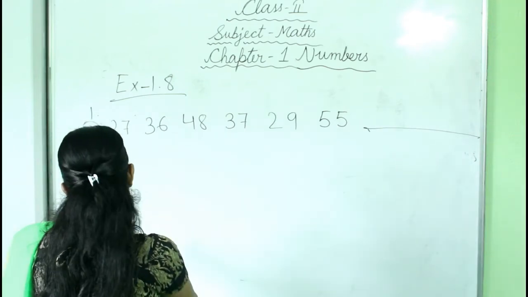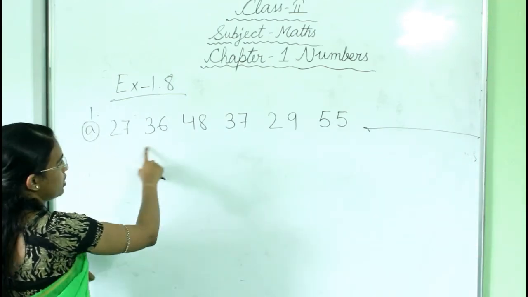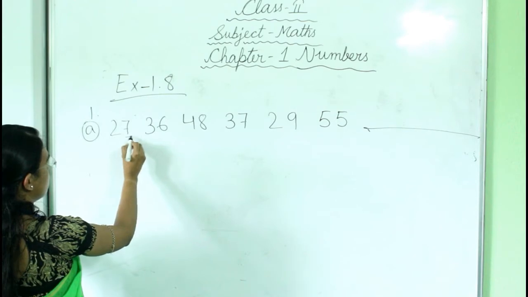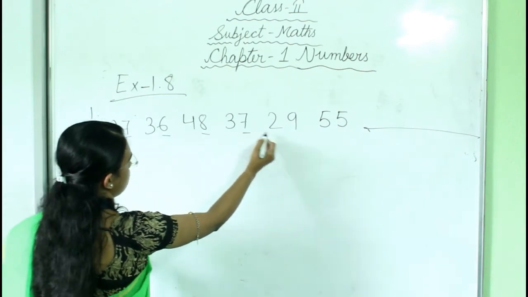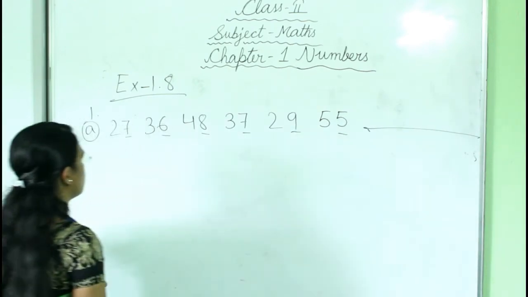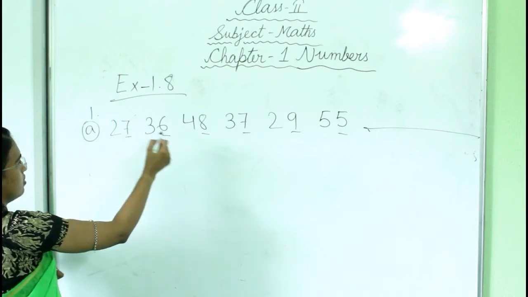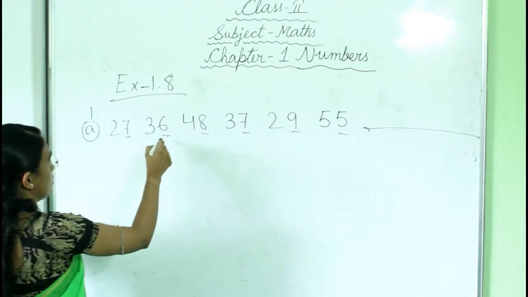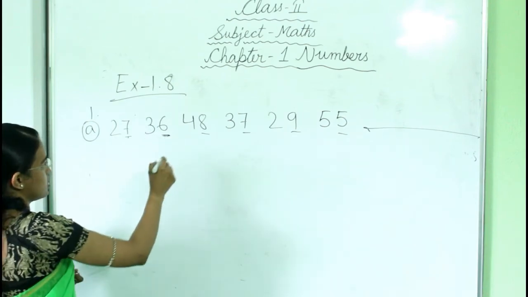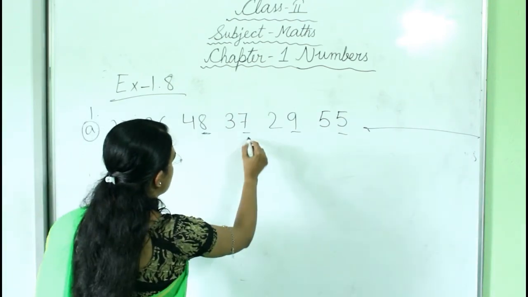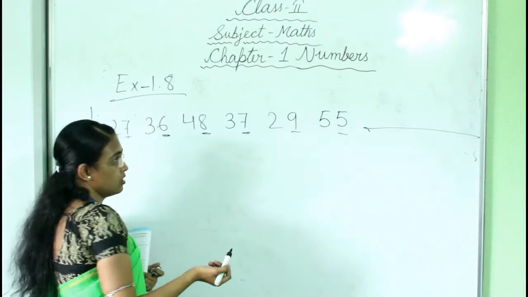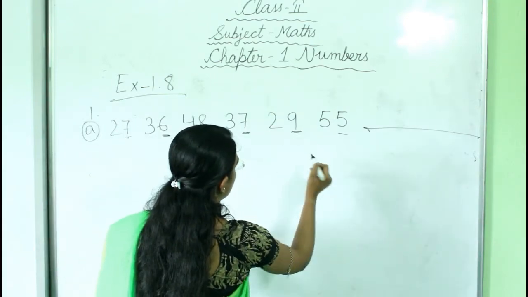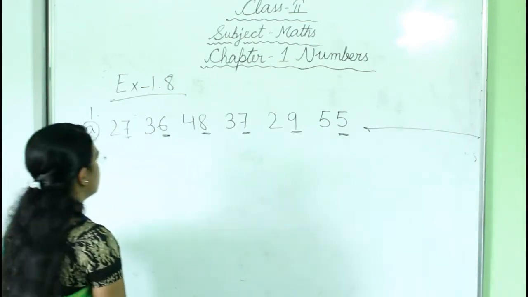So which one is the even number? Look here. Look at the last digit. Which one is the even number? 7? No. Can we make pairs of 7? No. Can we make pairs of 6? Yes. 8? Yes. 7? No, it is an odd number, right? 9 odd, 5 odd numbers.